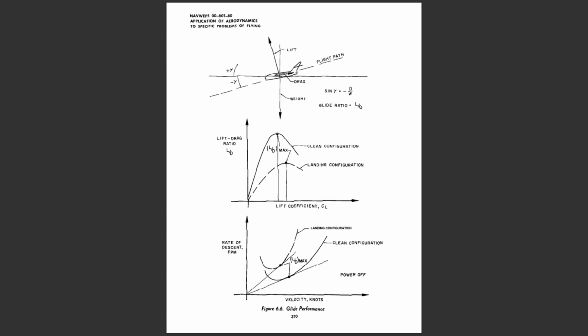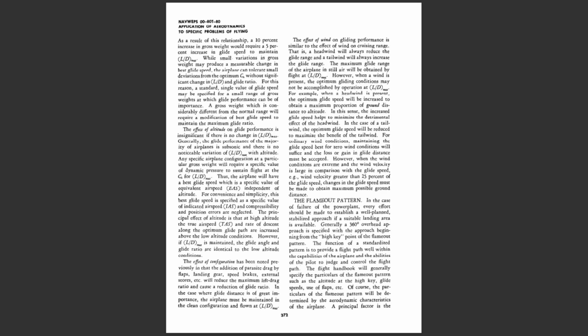flown at L/D max. The effect of wind on gliding performance is similar to the effect of wind on cruising range. That is, a headwind will always reduce the glide range, and a tailwind will always increase the glide range. The maximum glide range of the airplane in still air will be obtained by flight at L/D max. However, when a wind is present, the optimum gliding conditions may not be accomplished by operation at L/D max.